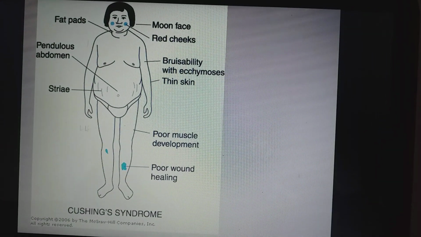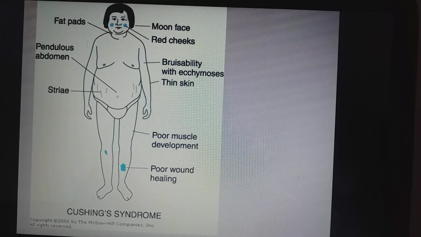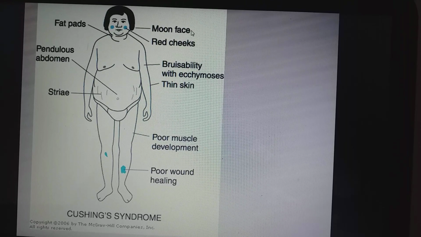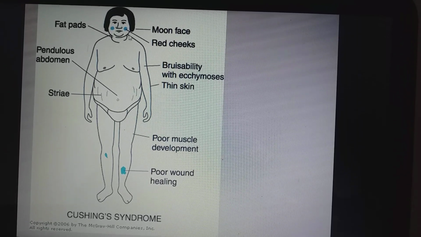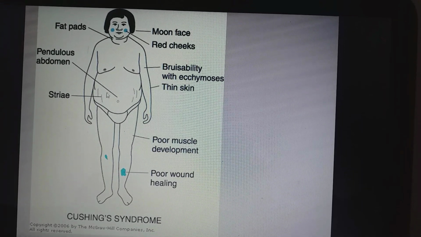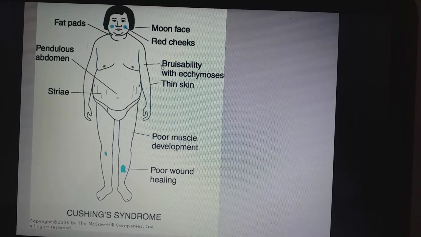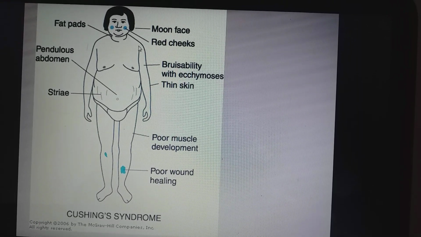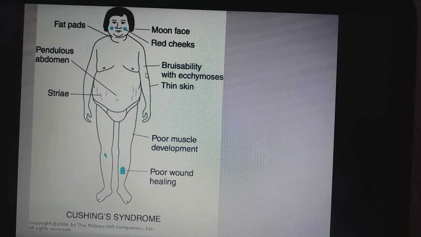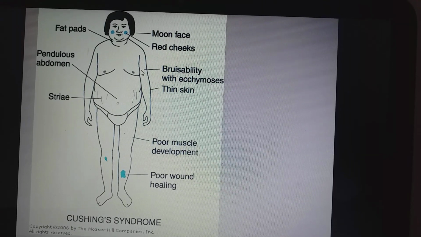So this is just to show you the illustration of the symptoms and signs of the patient with Cushing. Due to the fat redistribution, you can see here the patient can get moon face, fats, and the pendulous abdomen here, right? And because of thin skin, the patient can get striation due to increased protein catabolism. And the bruisability, because the protein catabolism not only increases in the skin and the muscle, it can increase even in the blood vessels. Then the blood vessel wall becomes very thin and fragile.